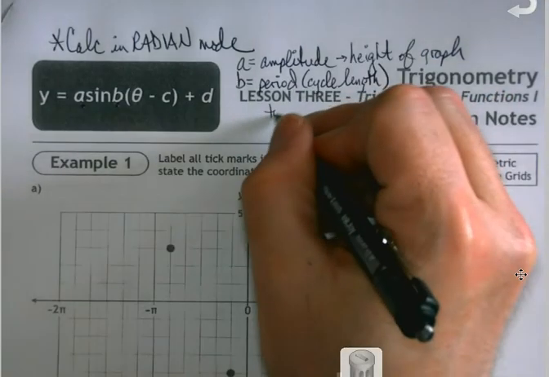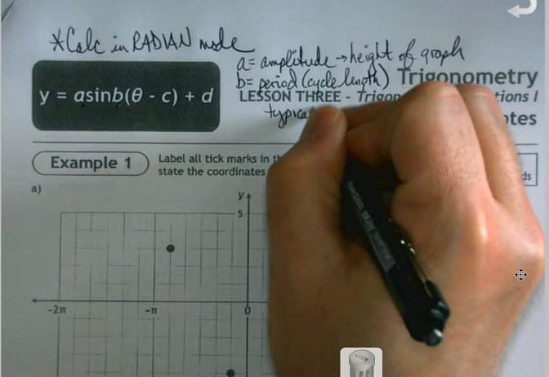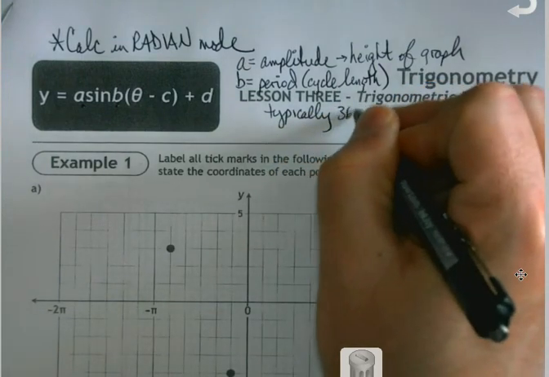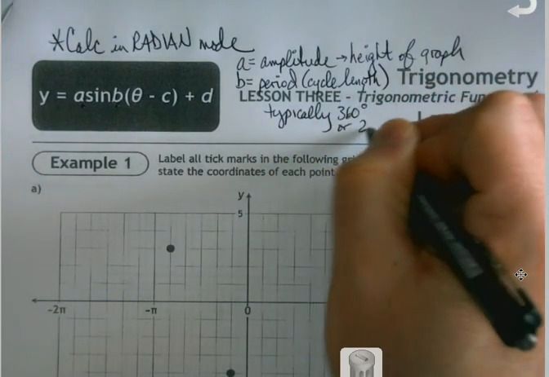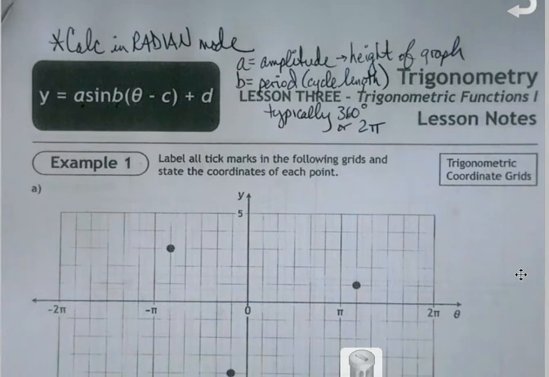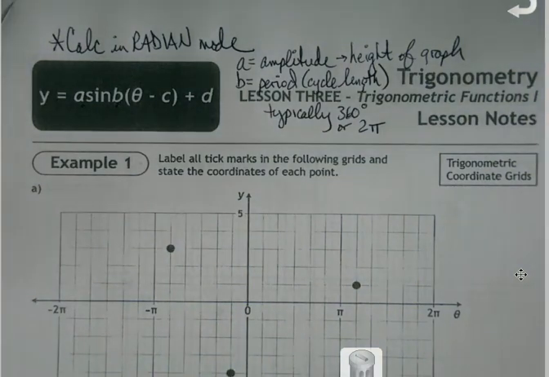Period is typically going to be 360 degrees or 2 pi. And that's what we're going to start discussing. That's going to be the thing that might take a little time. We're going to pretend that degrees don't exist.